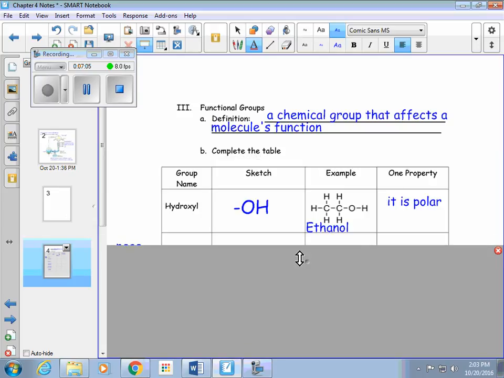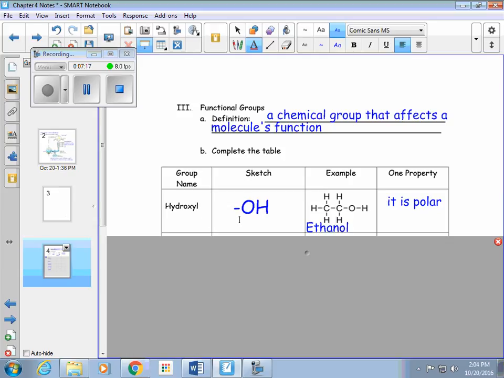The first example that I have is a hydroxyl functional group. It's made up of only oxygen and hydrogen, so if I were to sketch it, that's exactly what it would look like. Here's a little bond, kind of waiting to bond with something else. My example is ethanol, and I've written the word ethanol, but I've also drawn out an example of what ethanol's structural formula would look like. And then one property of a hydroxyl group is that this is a polar molecule.